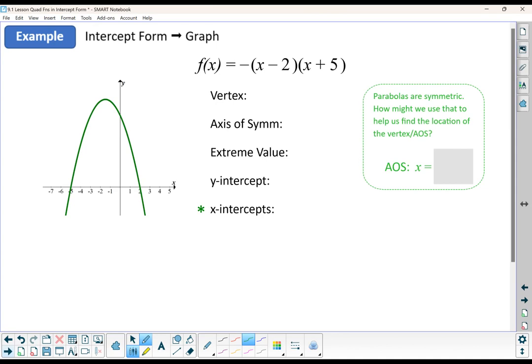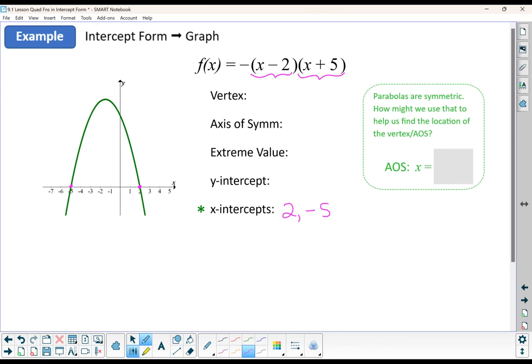You do kind of already have a sketch of the graph, but you'll notice that the y-axis is not labeled at all. Our function is negative (x minus 2)(x plus 5). So we can see that those factors do correspond to our x-intercepts. This first factor gives me an x-intercept of 2, and this second factor gives me an x-intercept of negative 5. So that's the strength of intercept form. It tells you where those x-intercepts are.